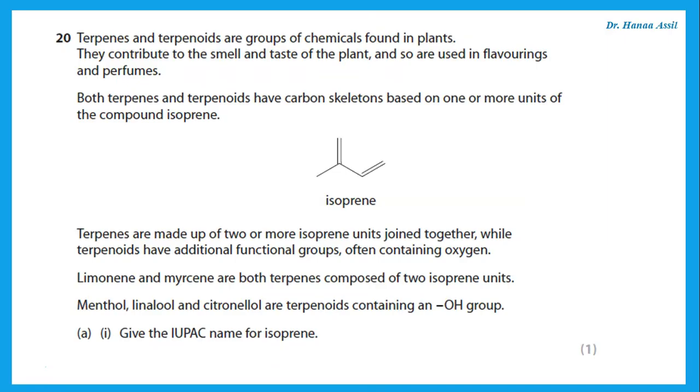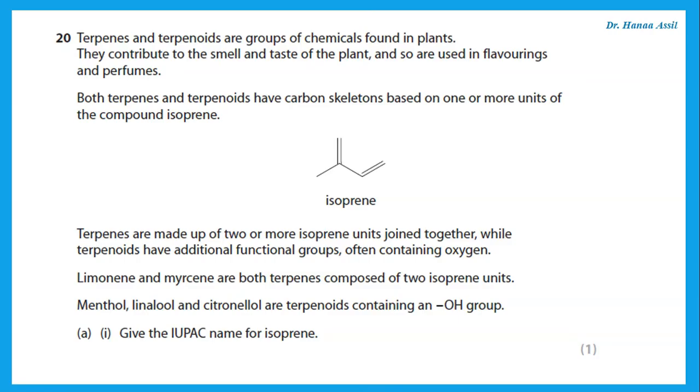Okay, question 20 says, terpenes and terpenoids are groups of chemicals found in plants. They contribute to the smell and taste of the plant and so are used in flavorings and perfumes. Both terpenes and terpenoids have carbon skeletons based on one or more units of the compound isoprene. So we are going to be talking about this compound, which he calls isoprene.